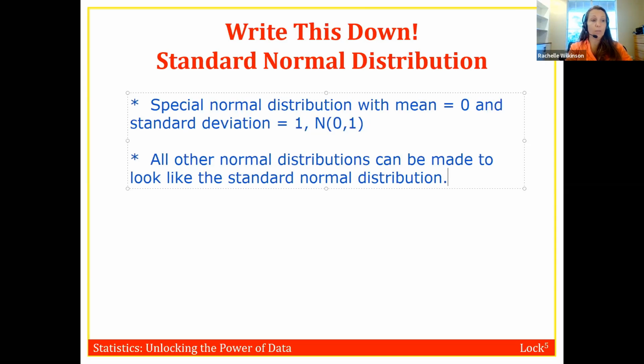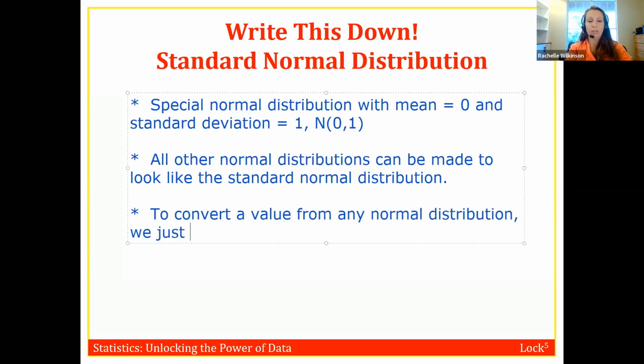All right, so this is kind of a bonus, because it means that not only does everything look like a normal distribution, so all we have to use is a normal distribution for now anyway, but we can make all the normal distributions look like the standard normal distribution. So basically we can boil it down to only using the standard normal distribution for all of our problems. That's going to be kind of handy. The way that we make other normal distributions look like the standard normal distribution is that we standardize. To convert a value from any normal distribution, we just need to standardize.